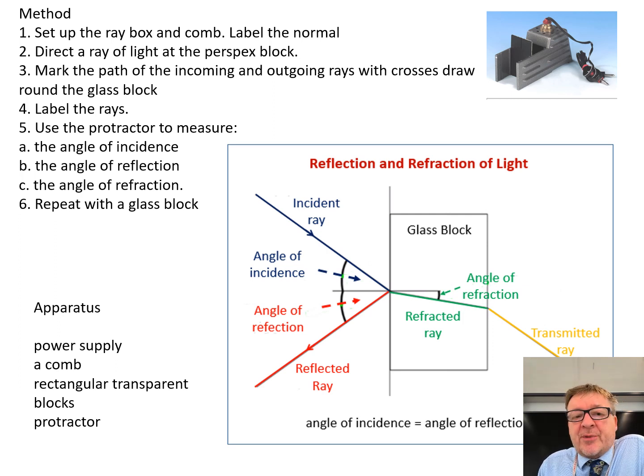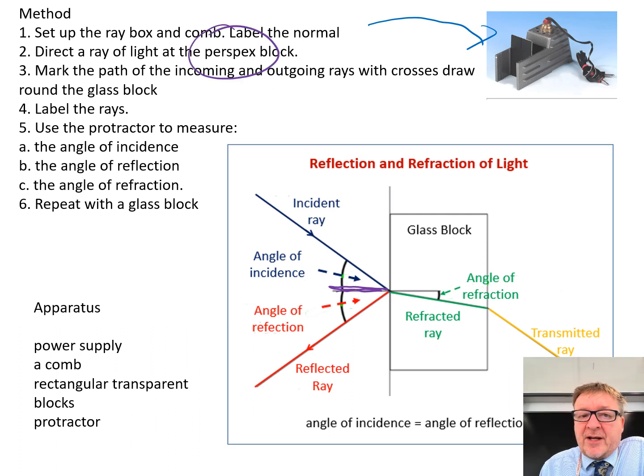So what you do is you set up a ray box and a comb, which looks like that, and label the normal. And so what I'll do is I'll do the normal in purple. That's this line here. Okay, so that's the normal line. Direct a ray of light at the perspex block. Now hint that it is perspex. And mark the path of the incoming and outgoing rays.